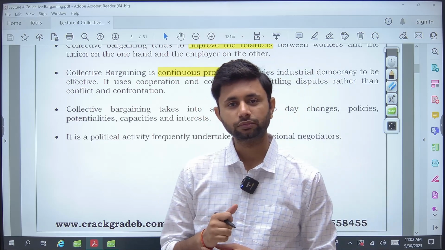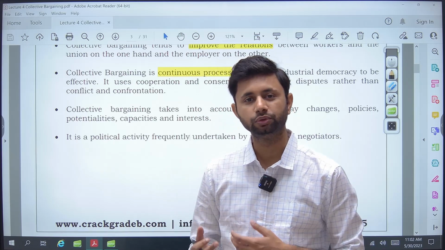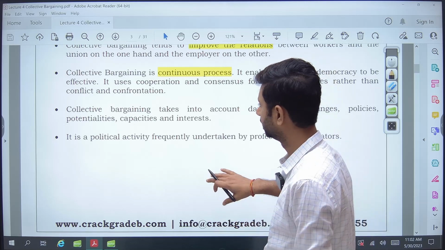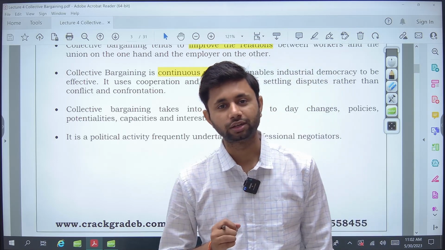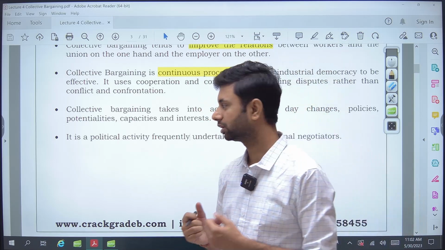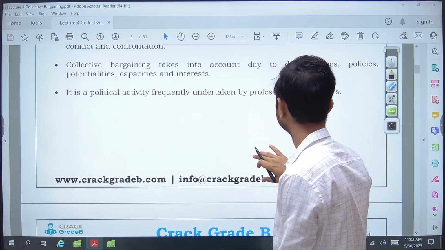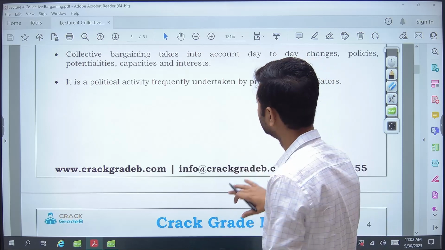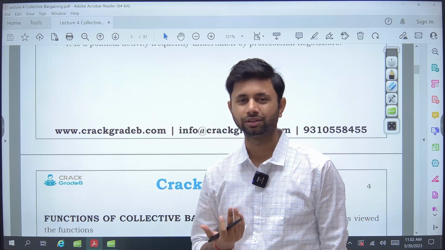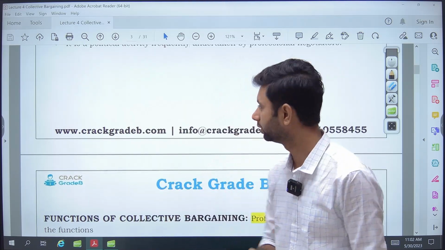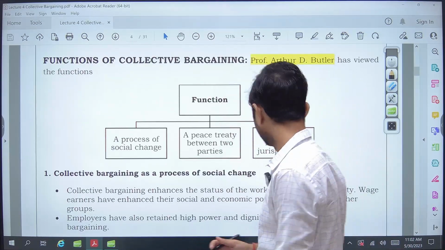And for that, we need a process of collective bargaining where workers can renew their roles and responsibilities within an industrial setting. That's why collective bargaining becomes very important. It is a formal process where both parties can sit. Collective bargaining takes into account day-to-day changes, policies, potentialities, capacities, and interests. It is a political activity frequently undertaken by professional negotiators. These are the basic specifics, and we'll not go into details, because they are not relevant to our examination.